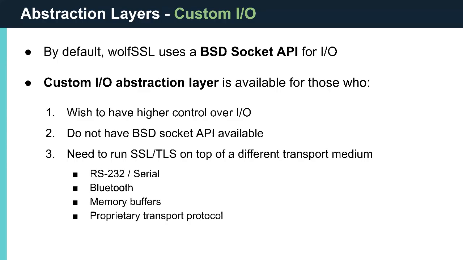So what about custom I/O? We default in wolfSSL to using a BSD socket API, but we have a custom I/O abstraction layer available that you can use to write your own custom I/O callbacks and then send and receive data however you want. So this is meant for people who want to have a higher control over the I/O. You don't have a BSD socket available, or you just want to run TLS over something like an RS-232 serial line, Bluetooth, memory buffers, or something else.